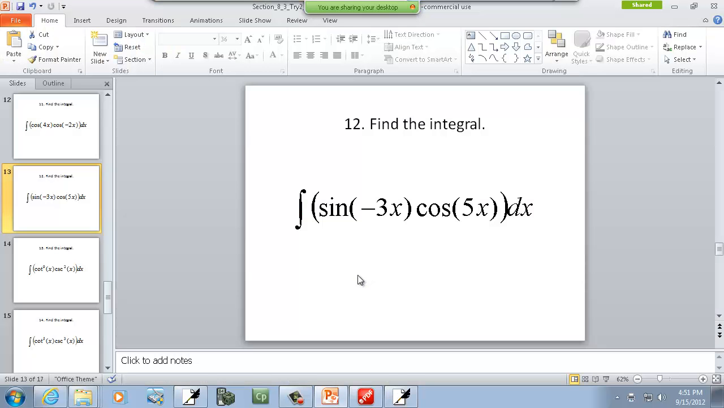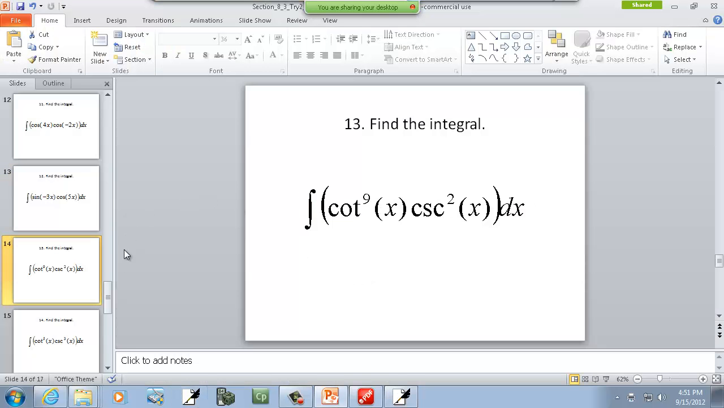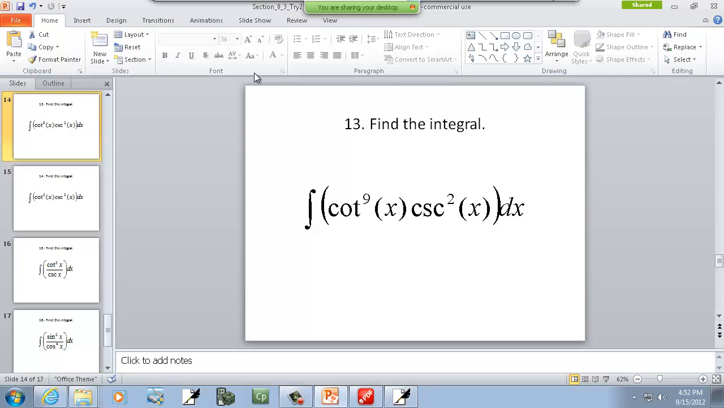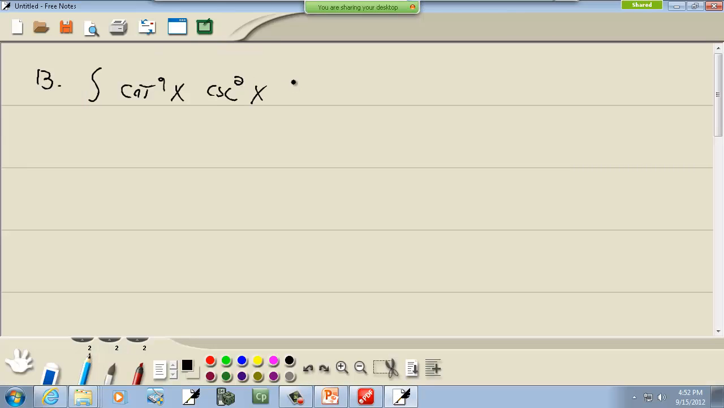And let's look at our next problem. These get into the cotangents. Cotangents and cosecants. So here we have the integral of cotangent to the 9th of x and cosecant squared of x dx.